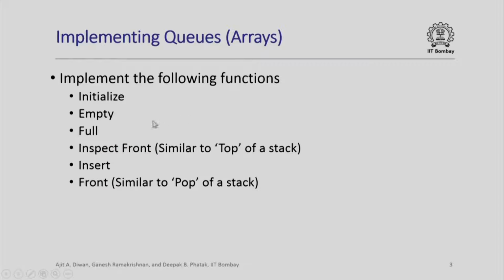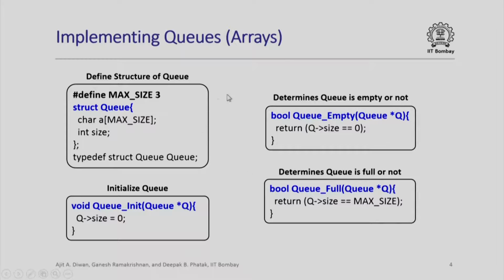Recall that we need to implement the following functions: initialization of the queue, then two functions to check the status, empty or full, a function to inspect the front which is similar to top, and insertion of an element in the queue. Please note that insertion has to happen logically at the rear of the queue. However, we do not really count rear, as we shall see, and the main function, remove front, which is similar to the pop. This is what will give us the element at the beginning of the queue or front of the queue. So let us look at these functions.